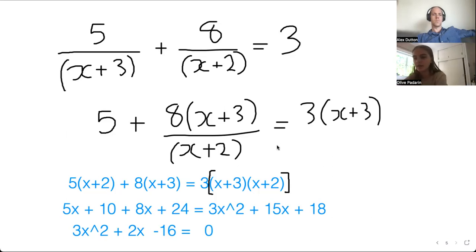Struggling to factorize it. Okay. So why don't you just use either completing the square or the quadratic formula first. Once you have a solution, then I'll show you how you can get there via factorization as well.